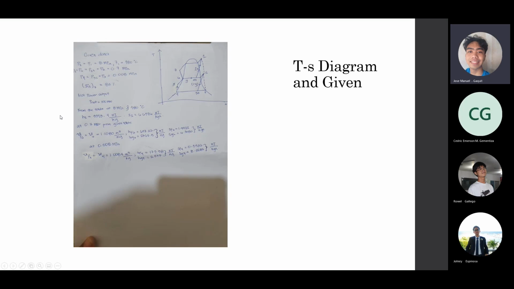For now, from the table, we have to get first the entropy and the enthalpy of the state as it enters the turbine. From the steam table, here we have H1 is 3,348.4 kilojoules per kilogram, and its entropy is 6.6586 kilojoules per kilogram at 0.7 megapascals, which is after the first stage turbine. So that's 0.2. So we have these values, and at 0.008, which is the condenser pressure. All these values are taken from the steam table.